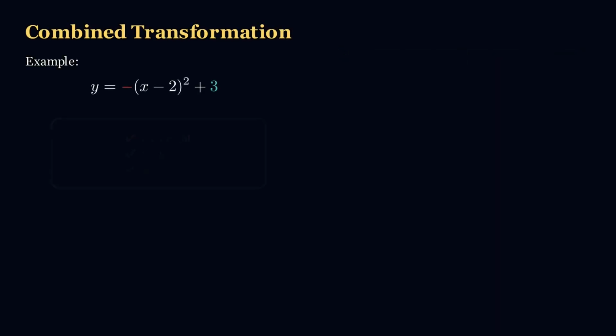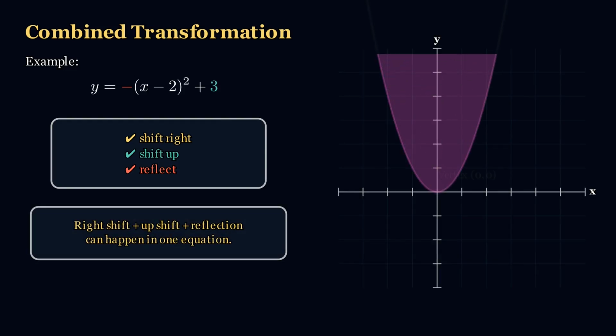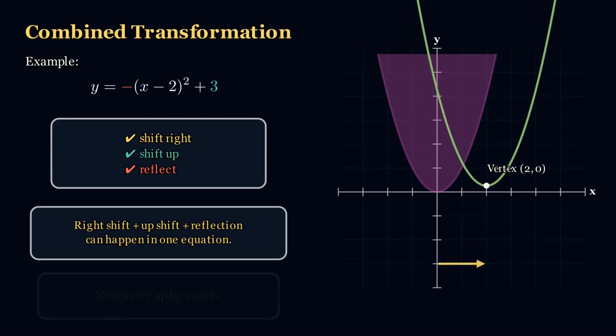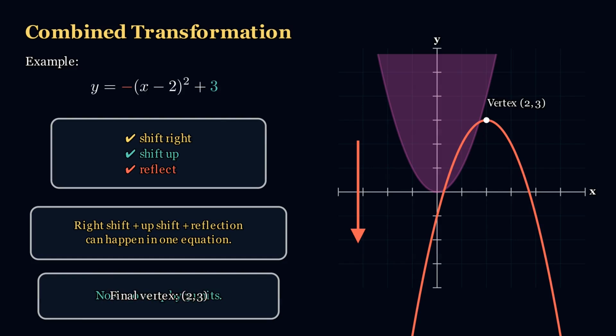Let's see an example for the combined transformation. For example, y = −(x − 2)² + 3. This means the graph shifts right, then shifts up, then reflects.